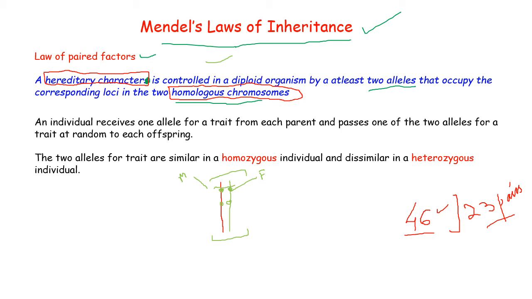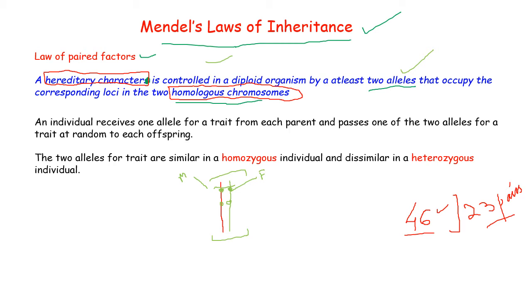Now these two copies, these two alternate forms of the same gene which are present on the maternal chromosome and the paternal chromosome in a pair of homologous chromosomes, are known as alleles. So an allele is the alternate form of a particular gene. In a homologous chromosome we have two chromosomes, one maternal, one paternal, and we have genes on both these chromosomes. The genes are similar on both. Each gene has one copy on the maternal and another on the paternal. These two alternate forms are the alleles.